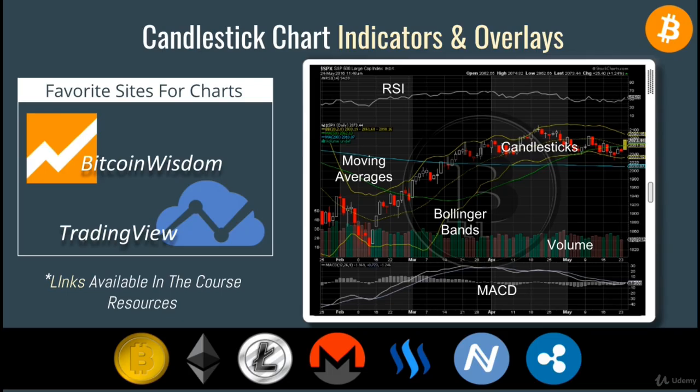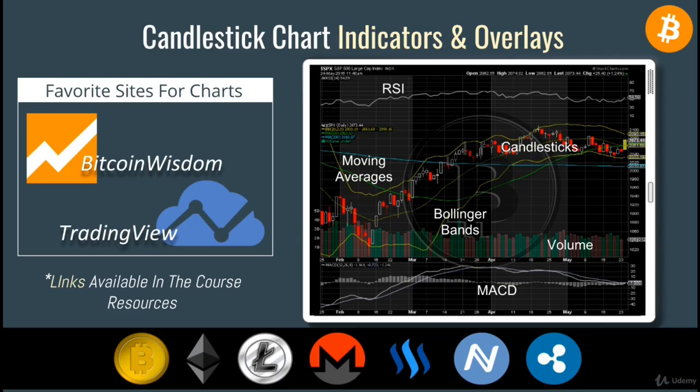Indicators and overlays can be used as an early warning system for potential trend reversals. Here we look at an example of 4 of the most well-known indicators and overlays, which we will go over in more detail in the upcoming lectures. First, we have the moving average. The moving average is the average price of a stock or cryptocurrency over a certain period of time. For example, on a day chart, the 200 MA would represent the moving average for the past 200 days.